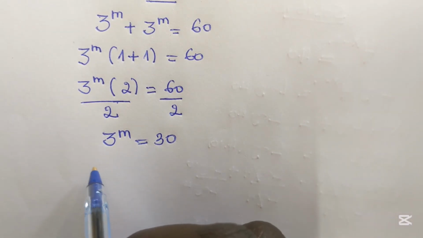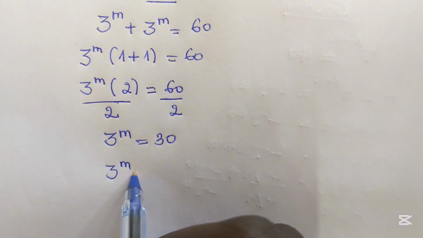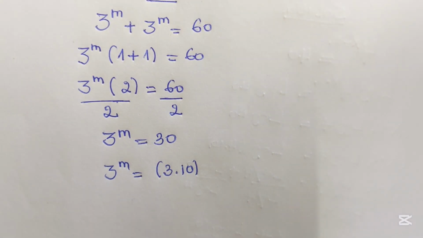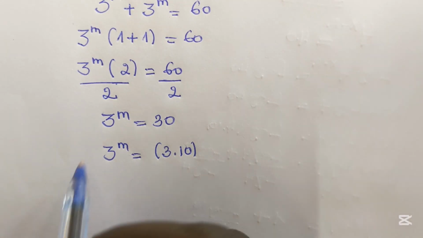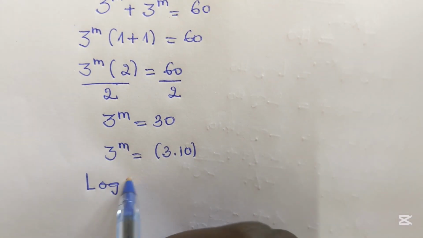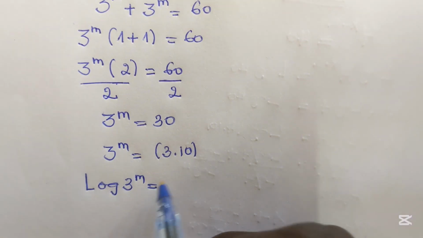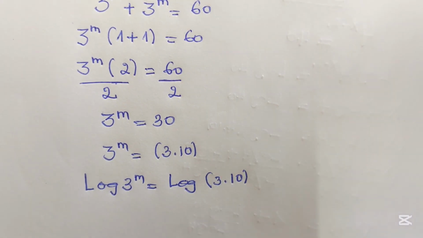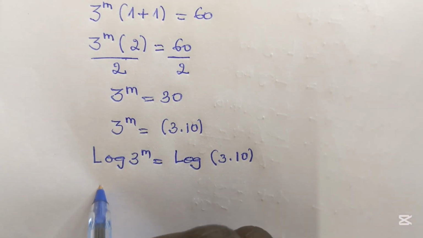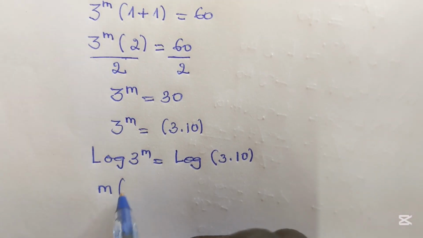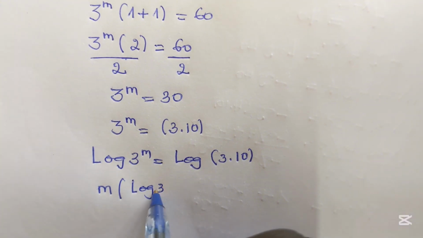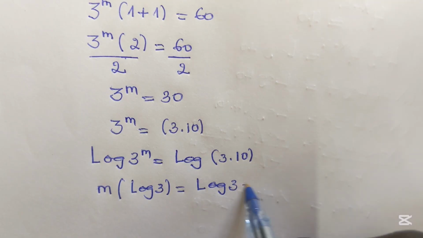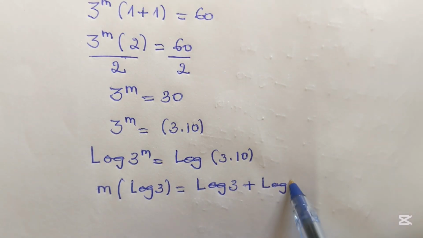Then here, what can we do? 3^m can be equal to 3 times 10. By applying logarithm, log of 3^m equals log of 3 times 10. Then here m times log 3 can be equal to log 3 plus log 10.